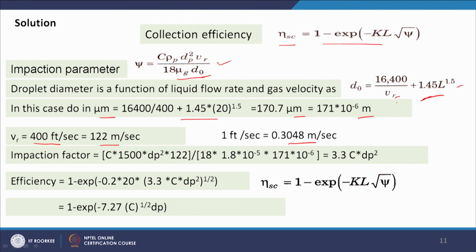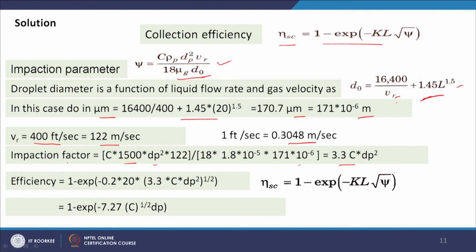So, for the impaction factor, now we will be getting psi. So, that is equal to C into rho p, that is equal to 1500, and dp square into Vr, which is 122, divided by 18 into 1.8 into 10 to the minus 5 into do. So, do value we are getting 171 into 10 to the minus 6. So, that way we are getting the value of 3.3 into C into dp square. So, this is the impaction factor.